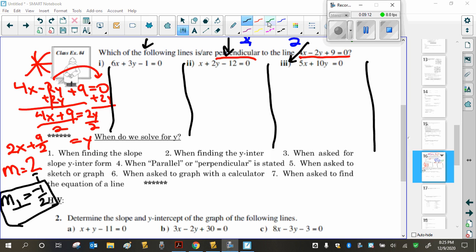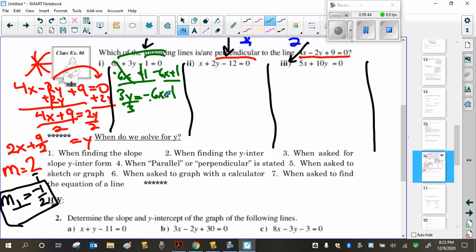All right, we're kind of ready to go. And you notice that all these y's are positive. So I'm going to bring the other terms from the other side to the other side. Negative 6x and add 1 to both sides. We get 3y equals negative 6x plus 1. Divide by 3. And this is y equals negative 2x plus 1/3.